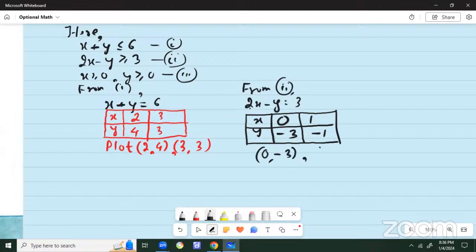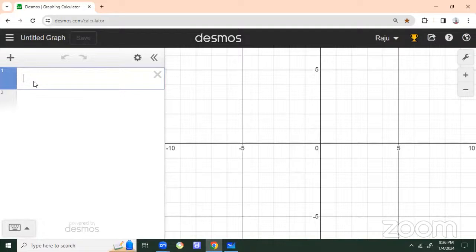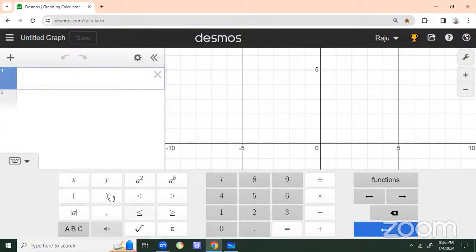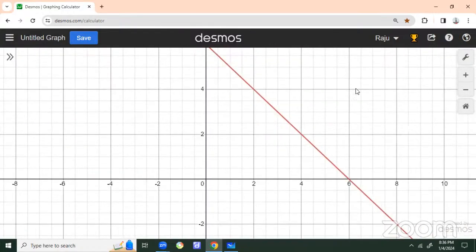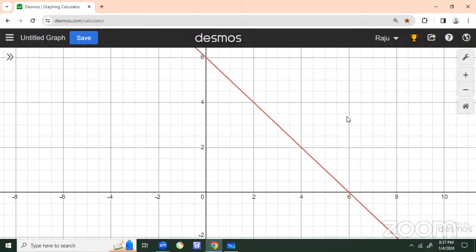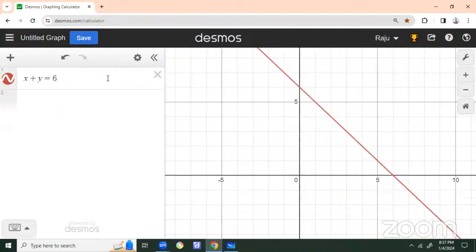If you have graph paper, you can use it, or if you don't, you can use your normal notebook. Do x plus y equals 6. Did you get the line like this? Boys and girls, x plus y equals 6. Okay. What was our second equation?